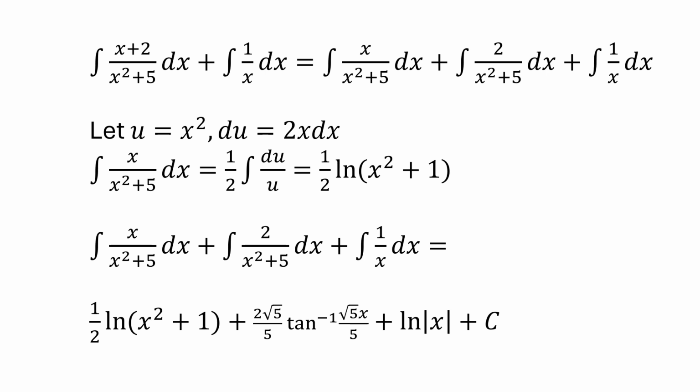I have to deal with this 2 over x squared plus 5, and that is 2 times the arctangent of x over the square root of 5, which rationalizes as the square root of 5 over 5. And then also 1 over the square root of 5 here, which rationalizes as the square root of 5 over 5. This 2 is coming from the 2 in the numerator. And then I have the natural log of the absolute value of x plus c.